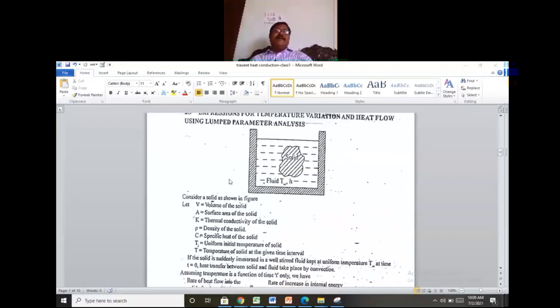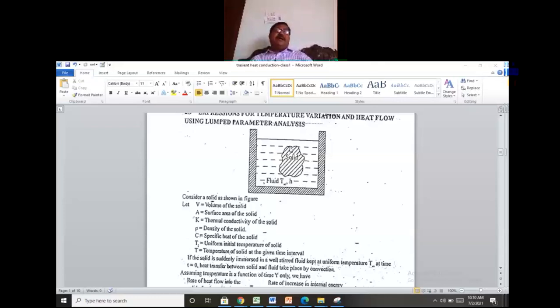Consider the solid in a bath with a fluid. The fluid may be water or anything, any one liquid. He has not mentioned any particular liquid, so we are considering this as a fluid. The fluid has temperature T infinity and h is the convective heat transfer coefficient.